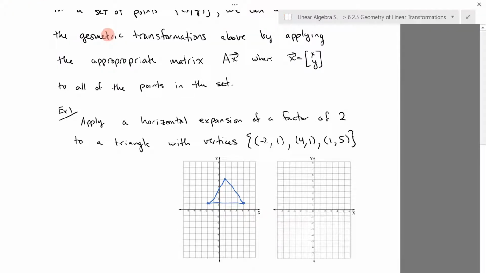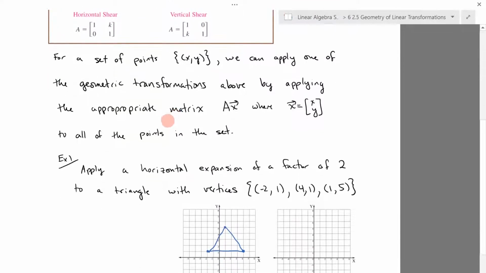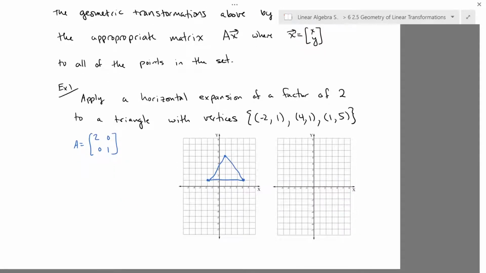Okay, so now I want to transform this by doing a horizontal expansion by a factor of 2. Horizontal expansion is this kind of matrix. So k is going to be 2, and my matrix A is going to be 2, 0, 0, 1. Now to see what this triangle looks like after the transformation, I just apply the matrix A to each of these 3 points.